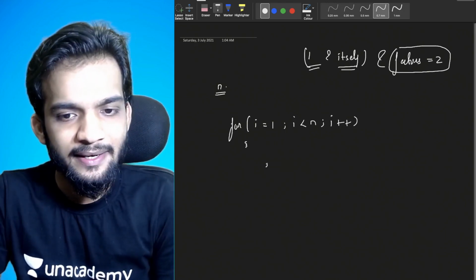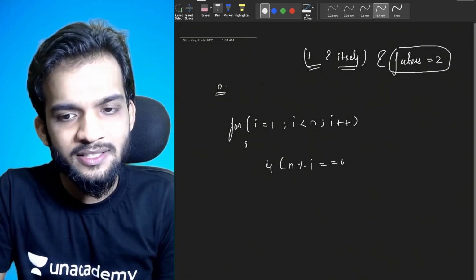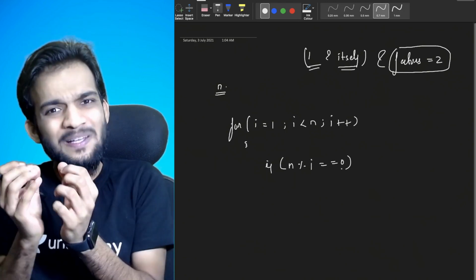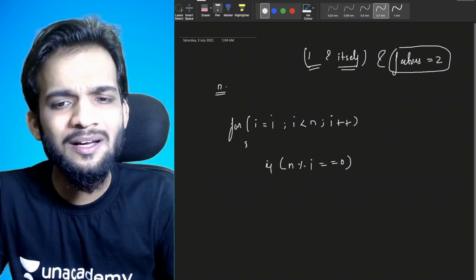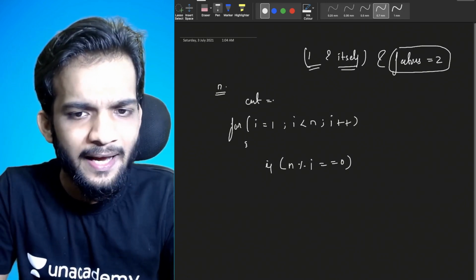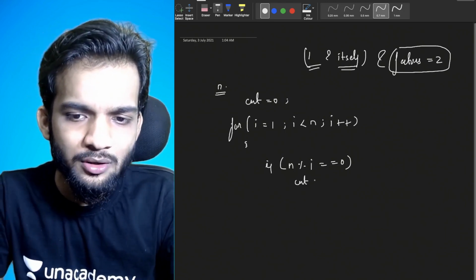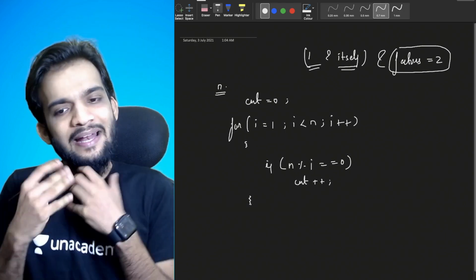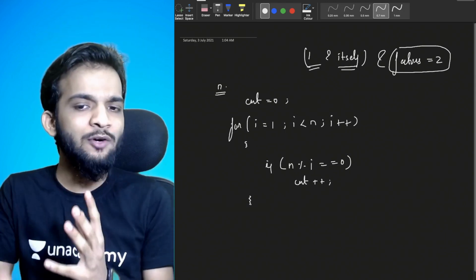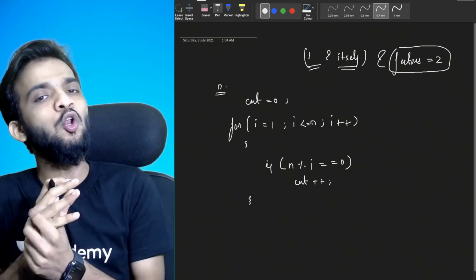So I'll be like, if n modulo i is equivalent to 0, that means it divides. Yes, it means it divides. So can I possibly keep a counter? I can definitely keep a counter. And can I say I'll just do a counter plus plus over here, and I'll end the for loop. Obviously, definitely less than or equal to n. I'll end the for loop over here.